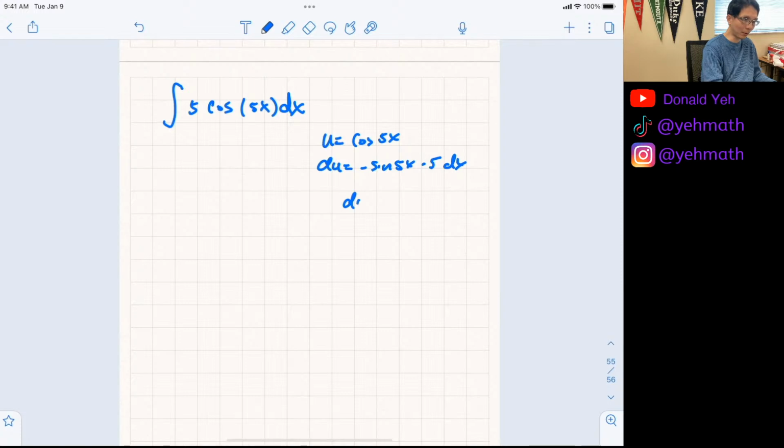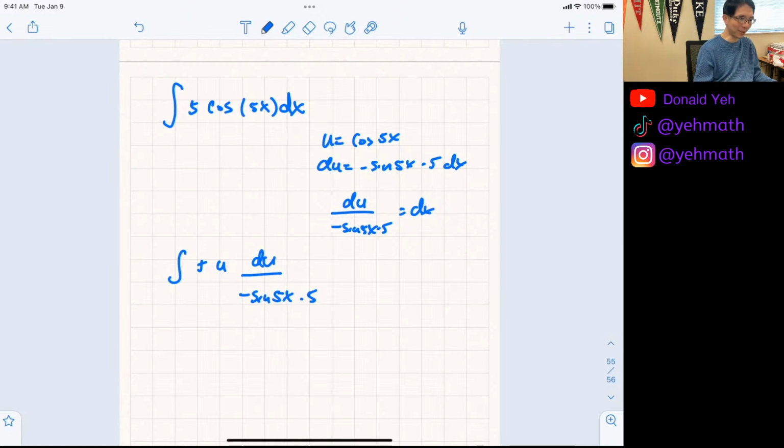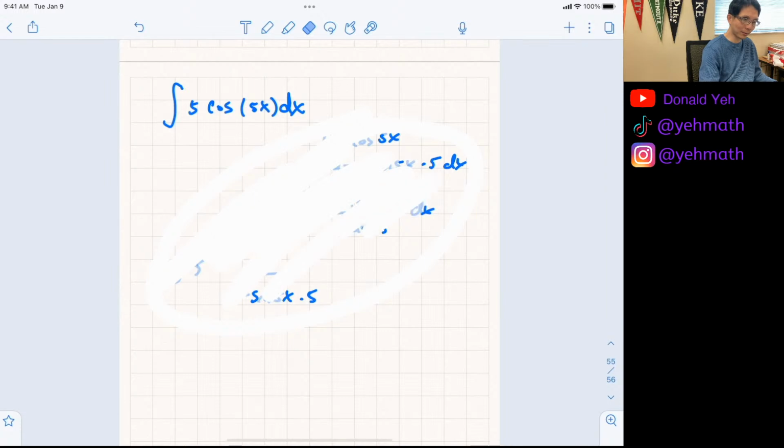The reason why it doesn't help you is because you're going to get this. And that doesn't really help me because if I do that, that's going to be 5u. Great. But what is dx? dx is equal to du over negative sine of 5x times 5. I still have something there, so it's not really helping me. So therefore, u is not that. So what is u? Yes. Could it be 5x? Why would you think it's 5x? Because you could.